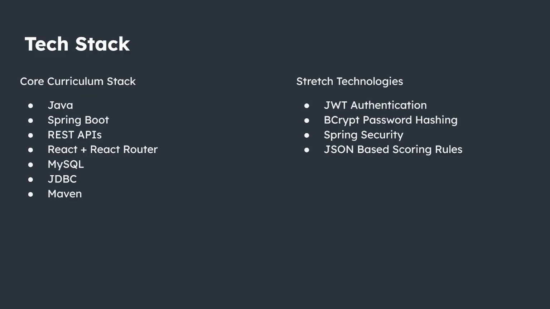And then I use JSON-based scoring rules. That way I can cut down on some of that database workload by not having all of those types be tables. I can just have it be a JSON string.